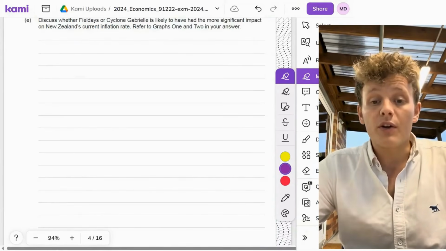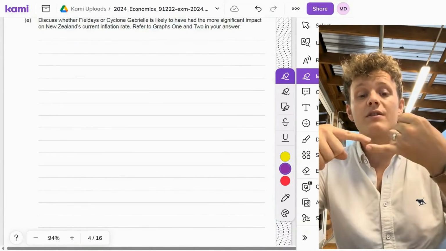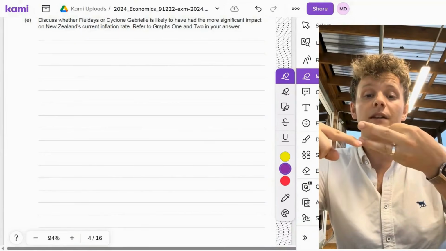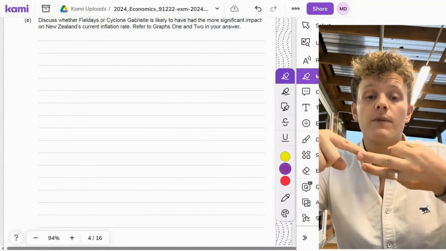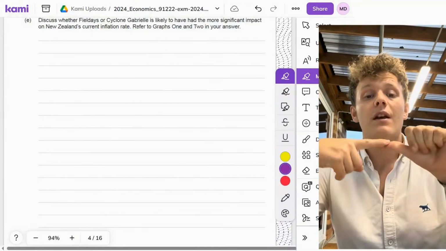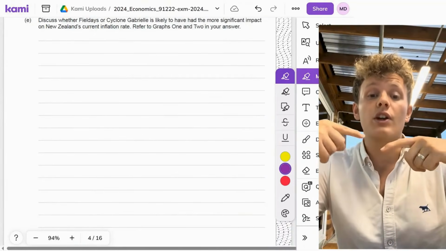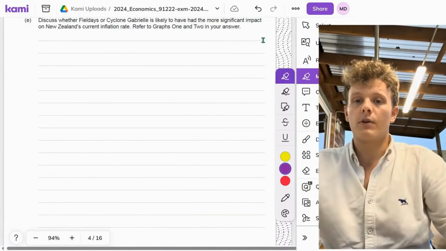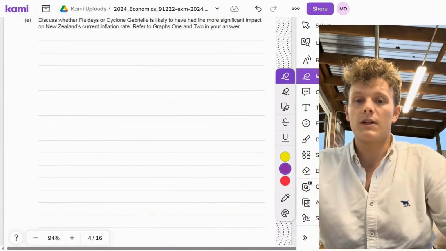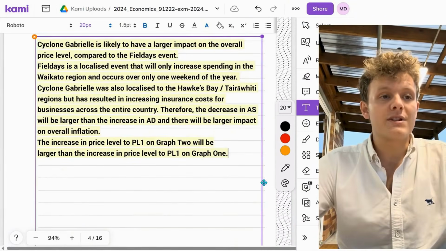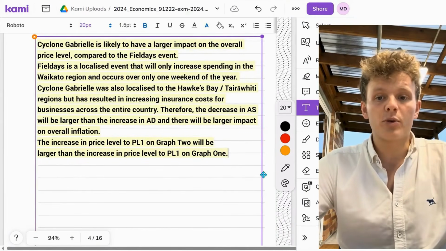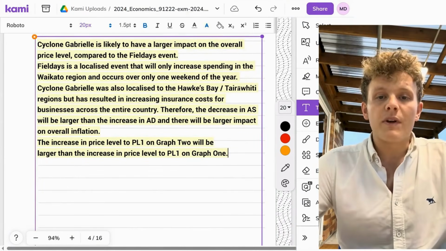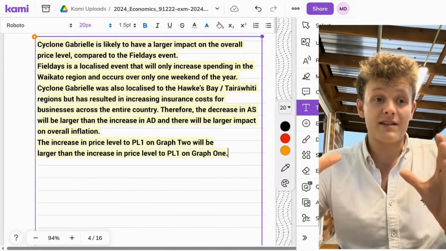So when we think about bigger or greater than, we want to think about the size of the shifts, number of industries affected, number of regions affected, size of the population affected, if it's a once-off or if it's a reoccurring or long-term effect. So let me take my answer from this page and paste it in. So Cyclone Gabriel is likely to have the larger impact on the overall price level compared to field days events. We're using compared to make sure we're discussing the two.